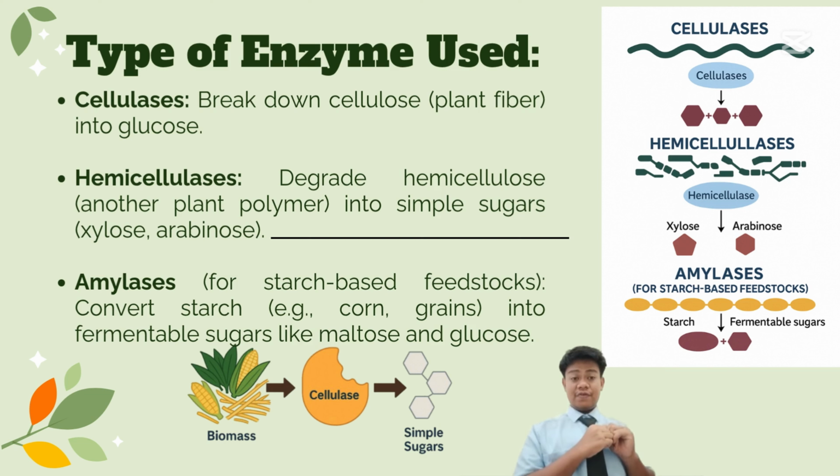On this slide, I give you the diagram. The first one is cellulase. Cellulase breaks down the plant fiber cellulose. The second one is hemicellulase, which breaks down into simple sugars, xylose and arabinose. And the last one is amylase, which breaks down starch into fermentable sugar.